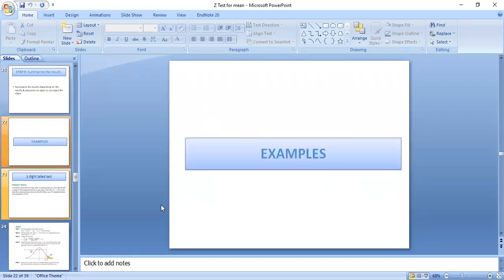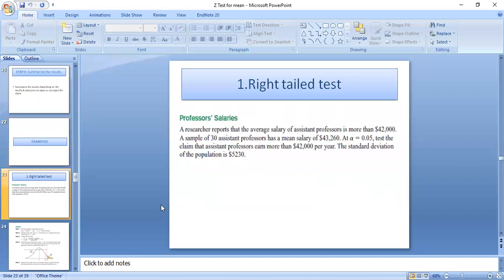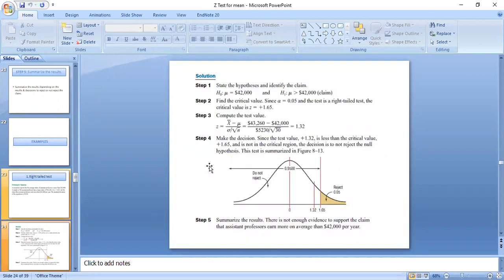Now we come to the examples of the Z test. The first example is of the right tail test. A researcher reports that the average salary of an assistant professor is more than $42,000. A sample of 30 assistant professors has a mean salary of $43,000 and some dollars. At a level of significance of 5%, test the claim that assistant professors earn more than $42,000 per year. The standard deviation of the population is $5230.